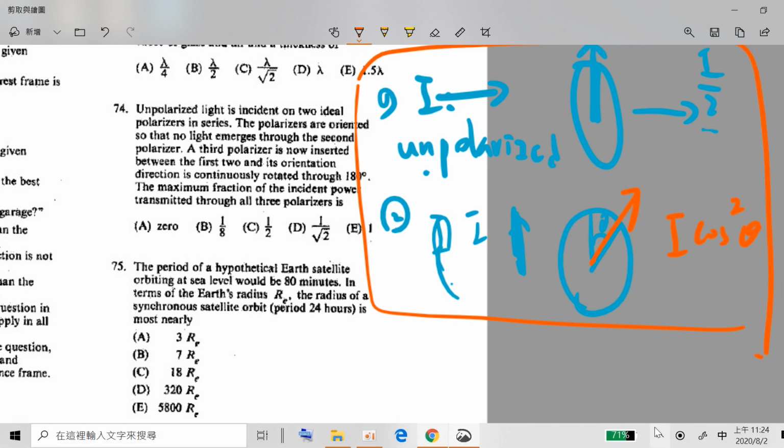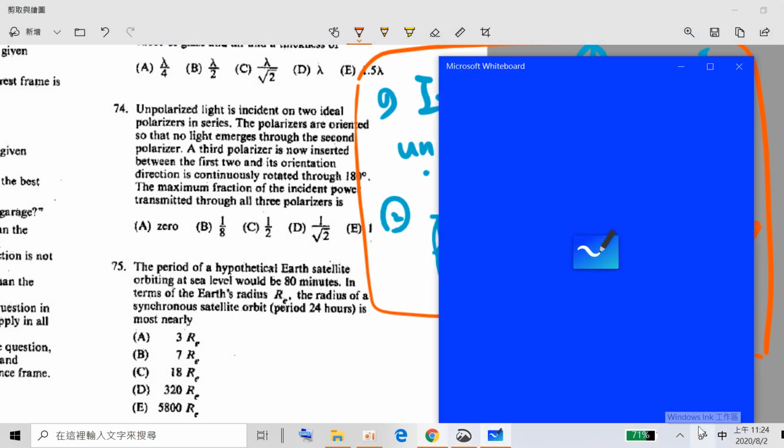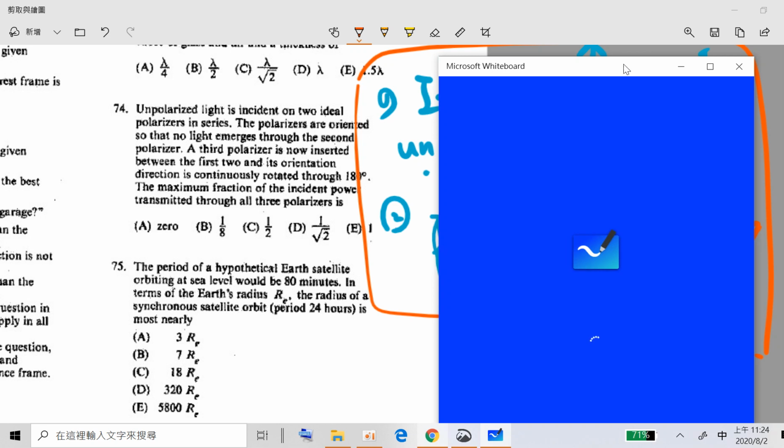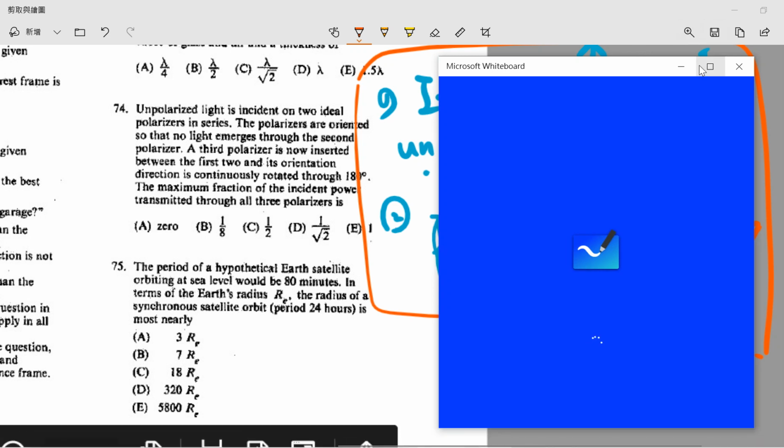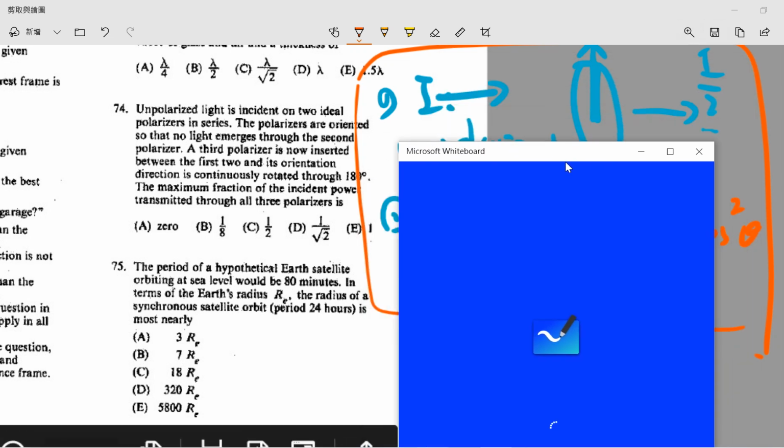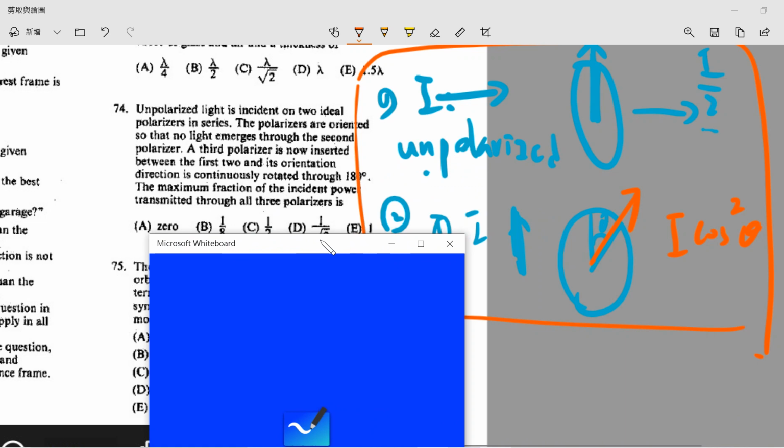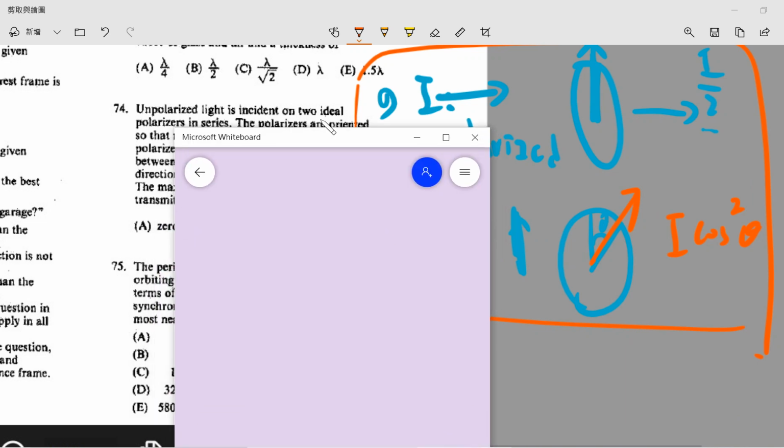Maybe I'll use the whiteboard to solve the problem. All we need to do is write down the equation for the intensity after the second and the third polarizer, and then do the calculation. Then done. Okay, so the first one is I.